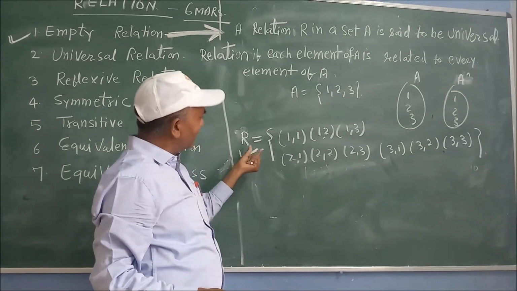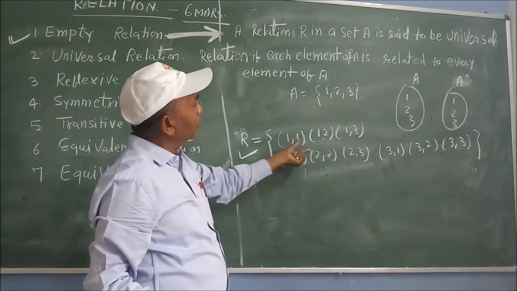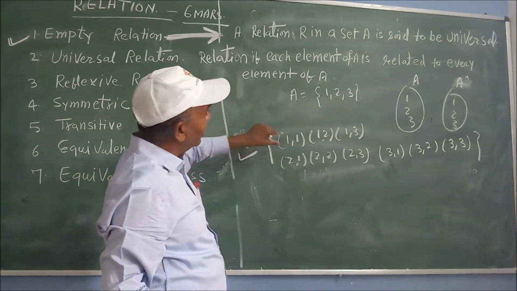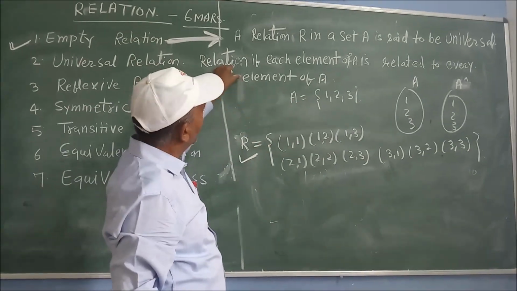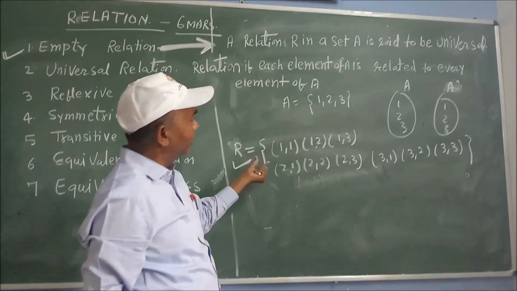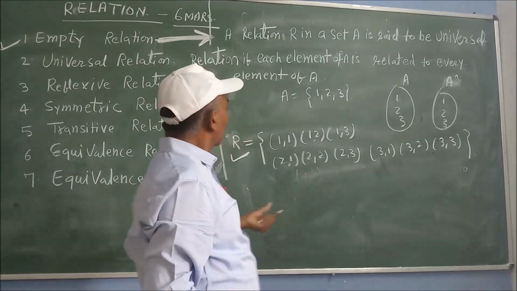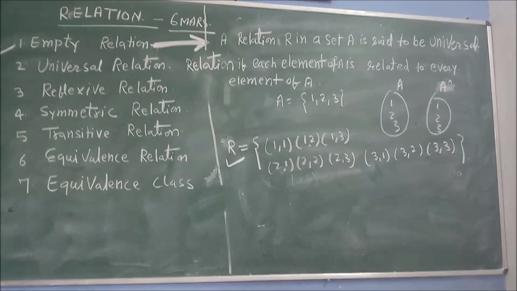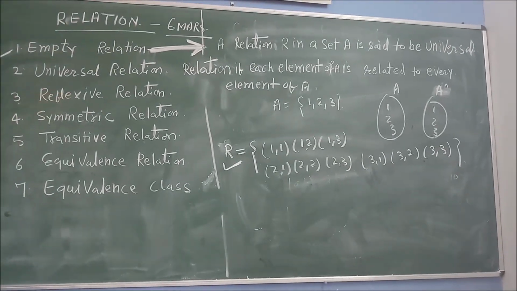You can also say that this is equal to Cartesian product. This is equal to A cross B. So the number of elements in the Cartesian product and the number of elements in the universal relation are both the same. So you can calculate the universal relation like this. Third is reflexive relation.